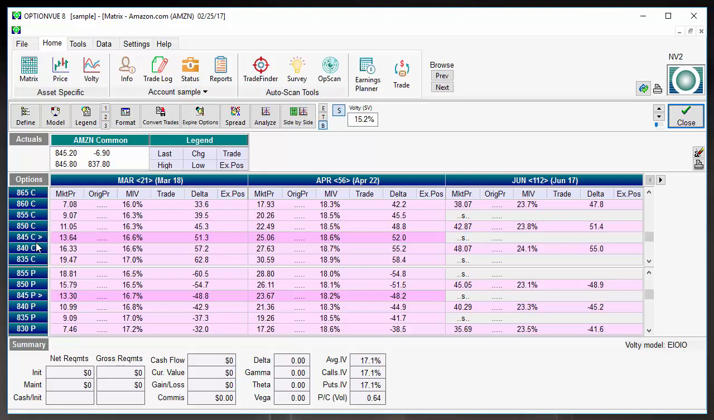That's all that options are. There's nothing else. It's either a call or it's a put. If you are buying a call option, this is an expiration cycle: March in 21 days, April in 56 days, June in 112 days. Depending on how much time you are buying or selling will dictate the cost of the option you are buying or selling.